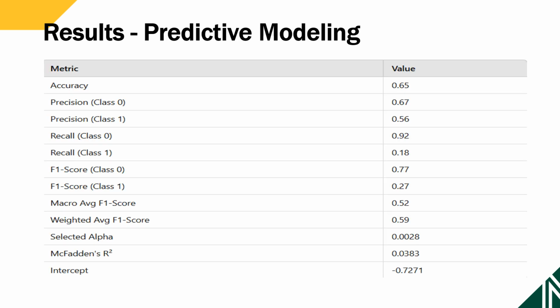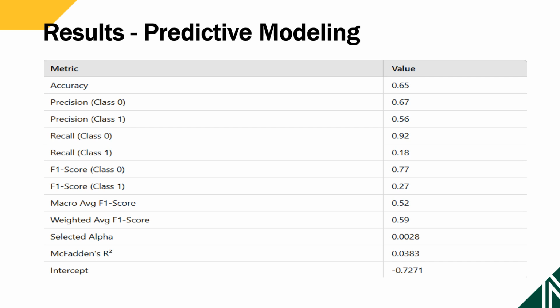Coming to the results for predictive modeling. The accuracy: the model achieved an accuracy of 65%, which indicates that 65% of the predictions matched the actual outcomes. This metric provides a general sense of the model's performance but should be interpreted alongside other metrics for comparative evaluation.